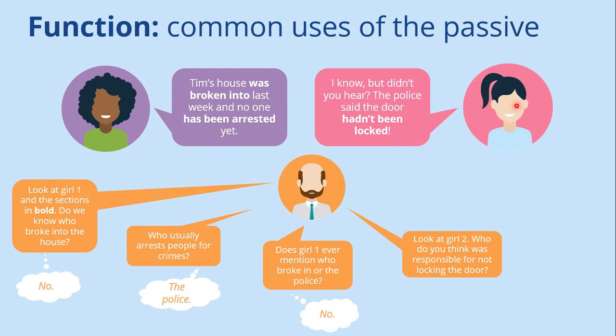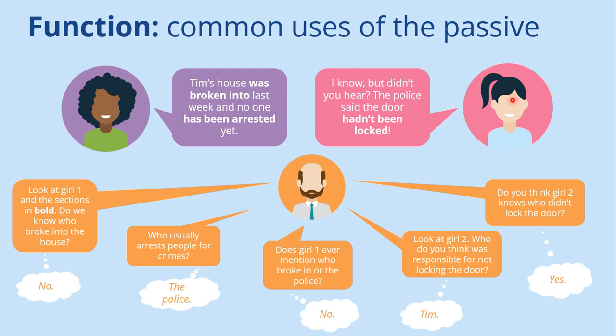Look at girl number two, this girl. Who do you think was responsible for not locking the door? She said the door hadn't been locked. This girl didn't mention the person, but we know it must be Tim because the house belongs to Tim. So Tim was responsible for that, but he didn't do it. Do you think girl number two knows who didn't lock the door? The answer is yes. This girl knows, but she doesn't mention Tim in this sentence. That's the reason the sentence is now in passive form.